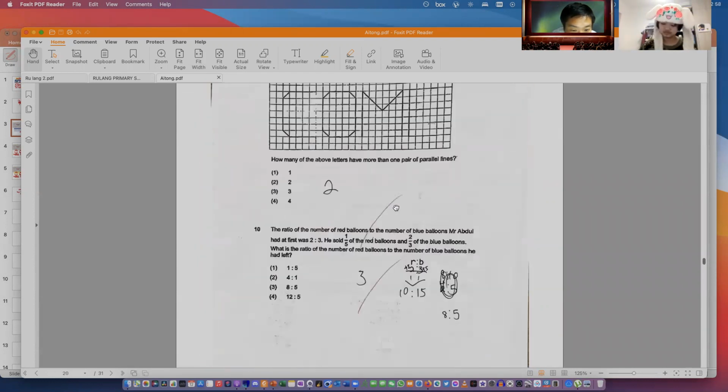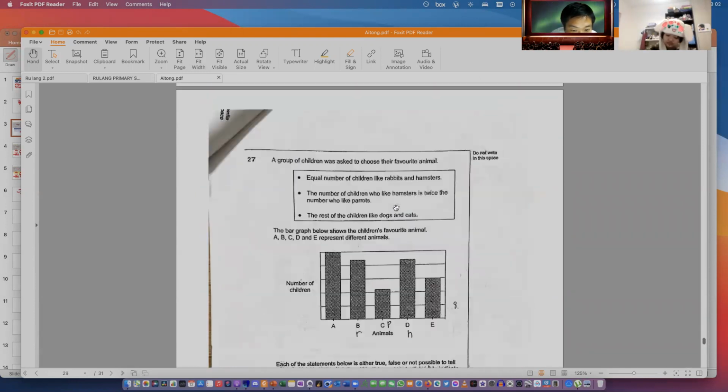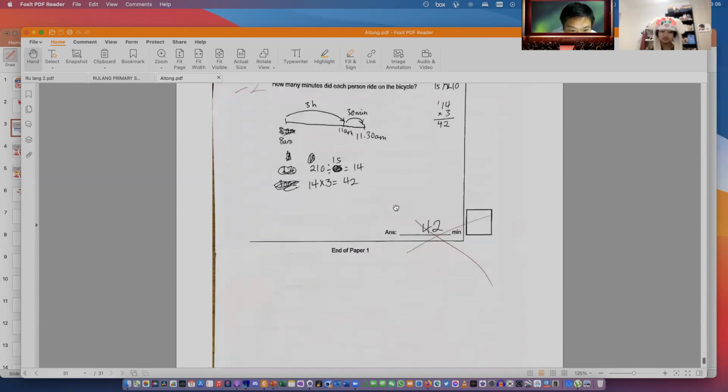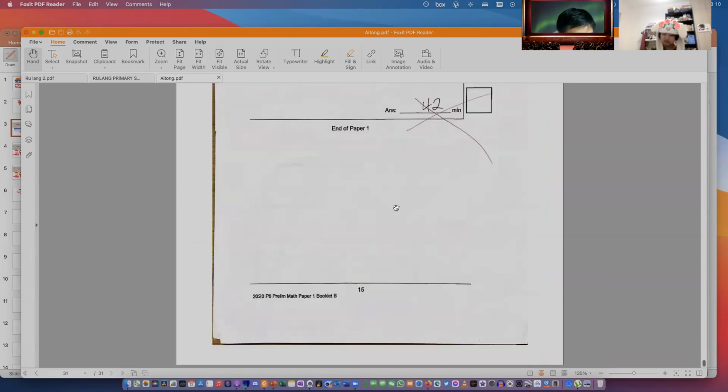I want to talk about this question. If you can remember, good. If you can't remember, never mind. Just look at the screen here. Where's my question 16?